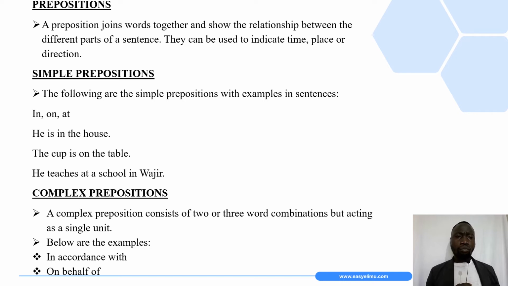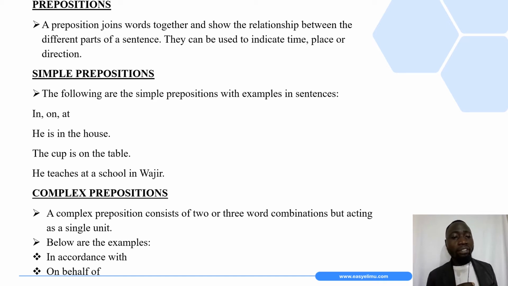So having given a brief summary of the types of prepositions, there are also prepositions that I am interested in. That is the simple prepositions and complex prepositions. So talking about simple prepositions, these are prepositions that are one word. So the following are the simple prepositions with examples in sentences. So we have the simple prepositions in, on, and at. So they are prepositions that are made up of only one word. So we can also call them one word prepositions.